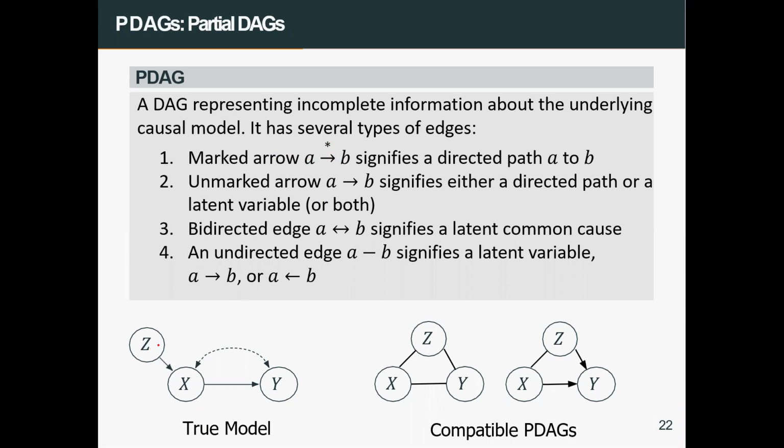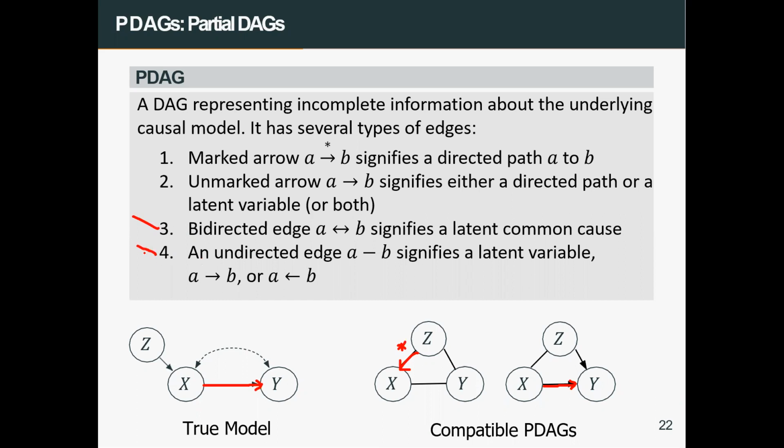So, as an example, maybe I should have done this in the graphs here, but because we have a direct path from Z to X, what we can say is that there's a marked path from Z to X like this. For the unmarked arrow A to B, it means that either there's a directed path of some type or some latent variable or both of them. We don't know. So this edge over here from X to Y, it basically means that the true model may have a direct dependence between X and Y, or there might be a latent variable here. For a bidirected edge, this just means that you have a latent common cause.